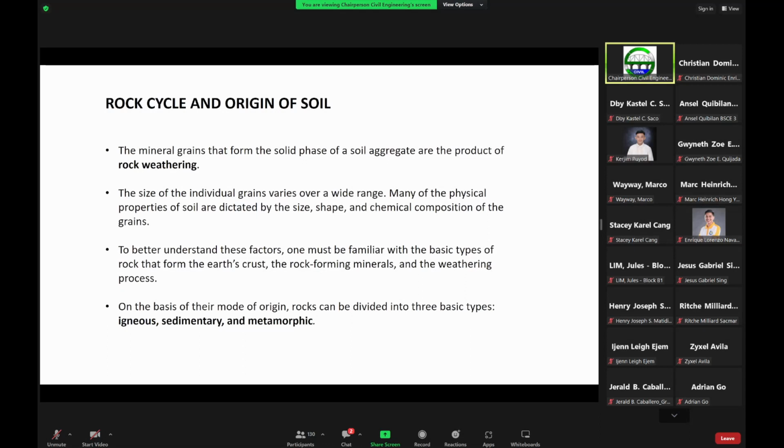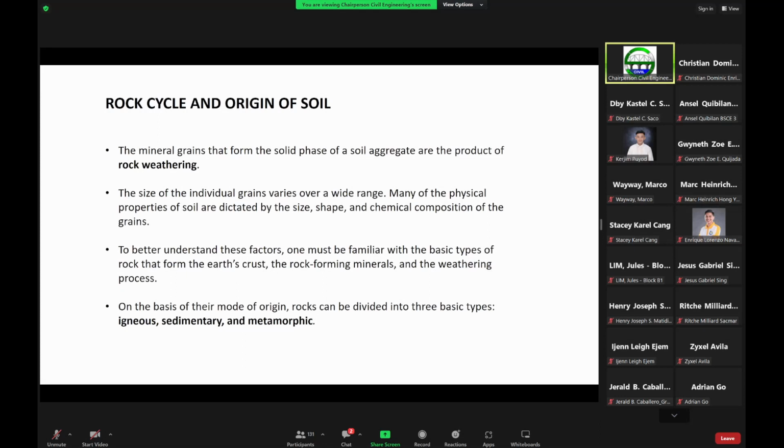To better understand these factors, one must be familiar with the basic types of rock that form the Earth's crust, the rock forming minerals, as well as the weathering process. On the basis of their mode of origin, rocks can be divided into three basic types: the igneous rocks, the sedimentary rocks, as well as the metamorphic rocks. Again, in geology, you will be discussing them also.